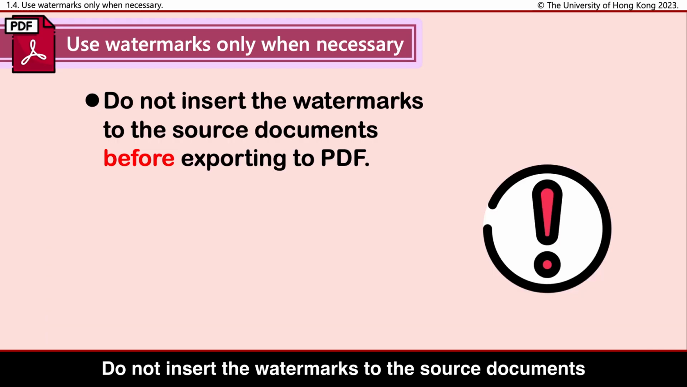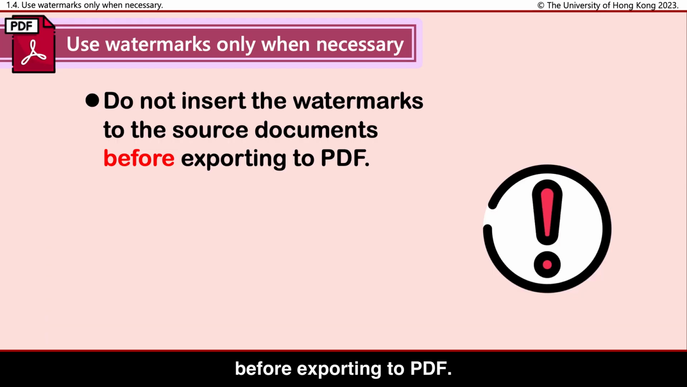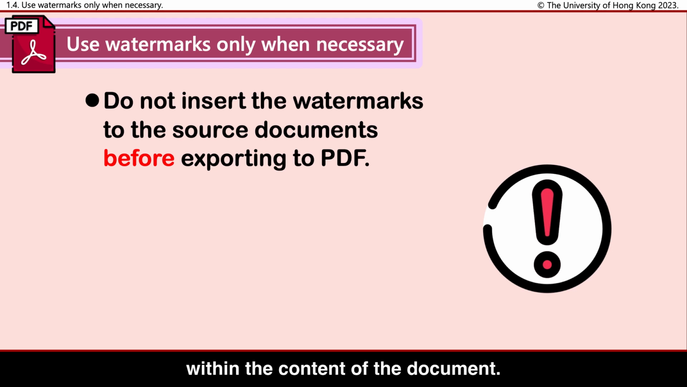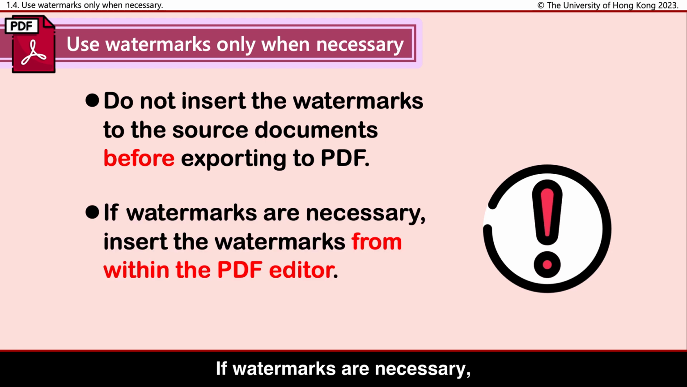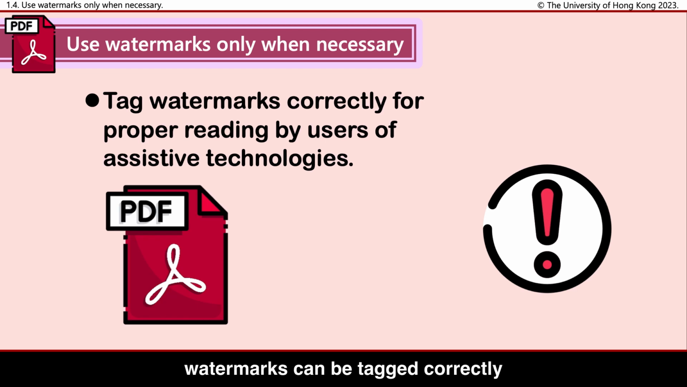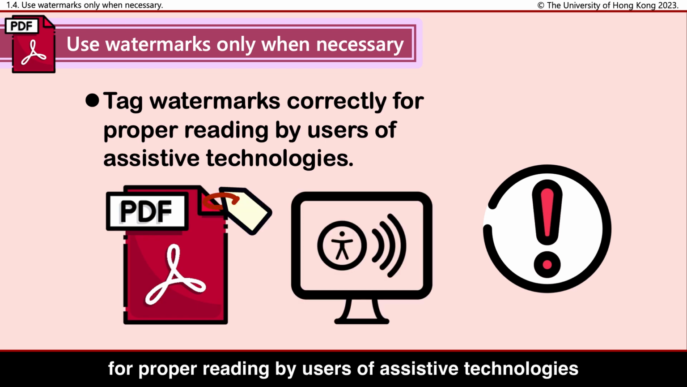Do not insert the watermarks to the source documents before exporting to PDF. Including watermarks in the source documents may sometimes be mistakenly recognized as part of the main body text. This could be confusing to screen reader users, because the text on the watermarks could pop out suddenly within the content of the document. If watermarks are necessary, insert the watermarks from within the PDF editor. It helps ensure that watermarks can be tagged correctly for proper reading by users of assistive technologies, such as Screen Reader.